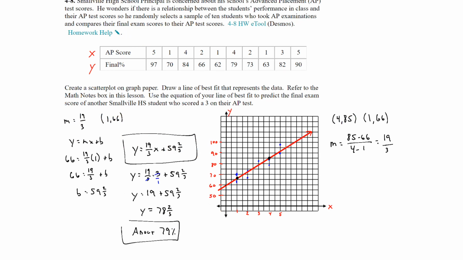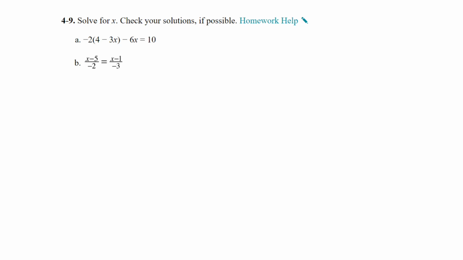So about 79% if they score a 3 on their AP. All right, next question, 4-9. Solve for x. Check your solutions if possible.